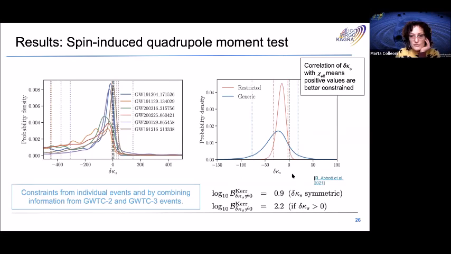We also compute log 10 Bayes factors, comparing the Kerr black hole hypothesis to alternative hypotheses. And we see that, again, the Kerr black hole hypothesis is supported by the data, especially when we constrain the delta kappa S to be positive. Otherwise, we have rather uninformative results.